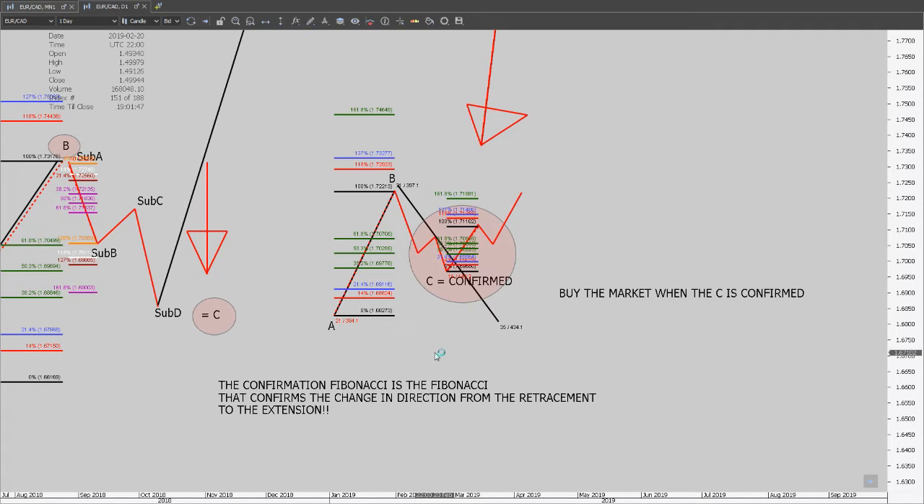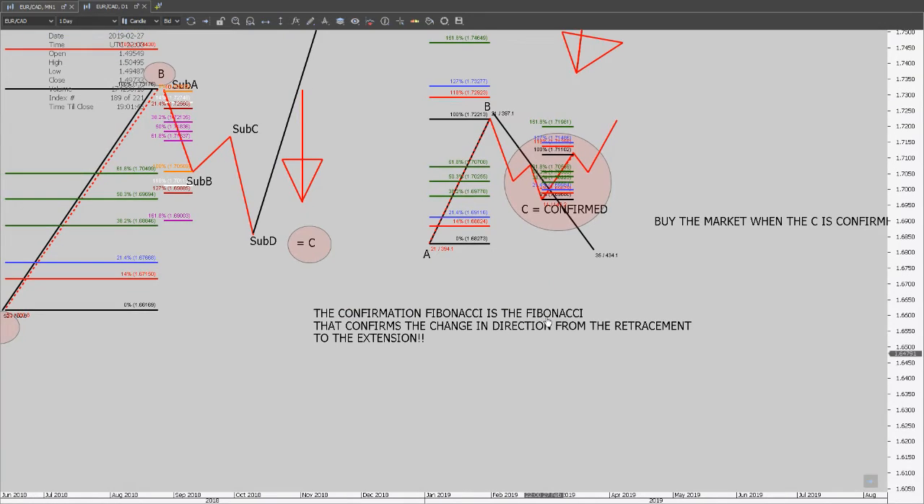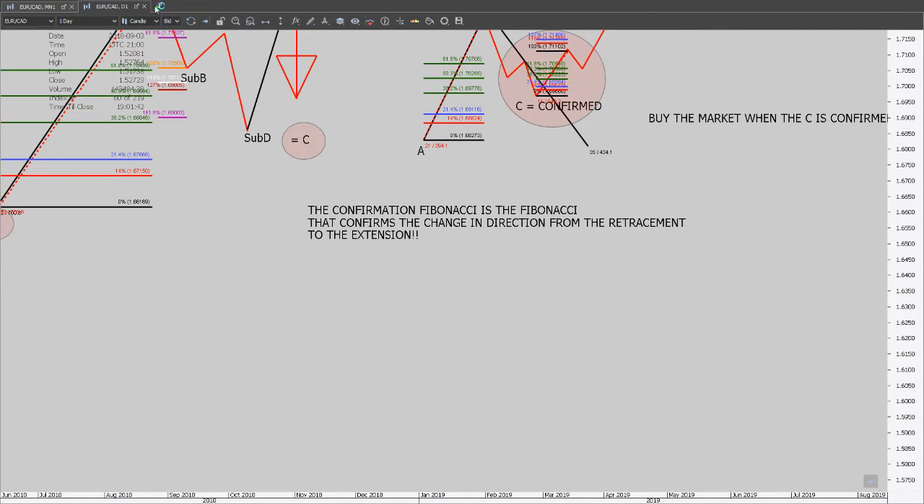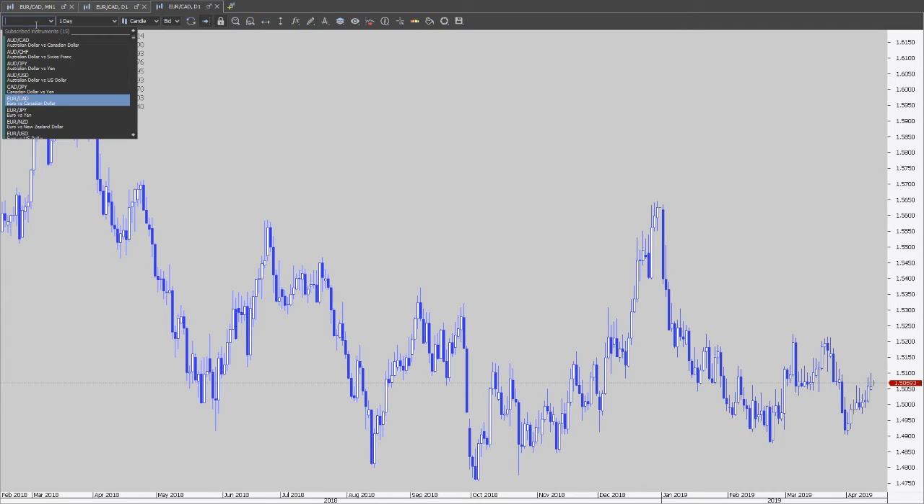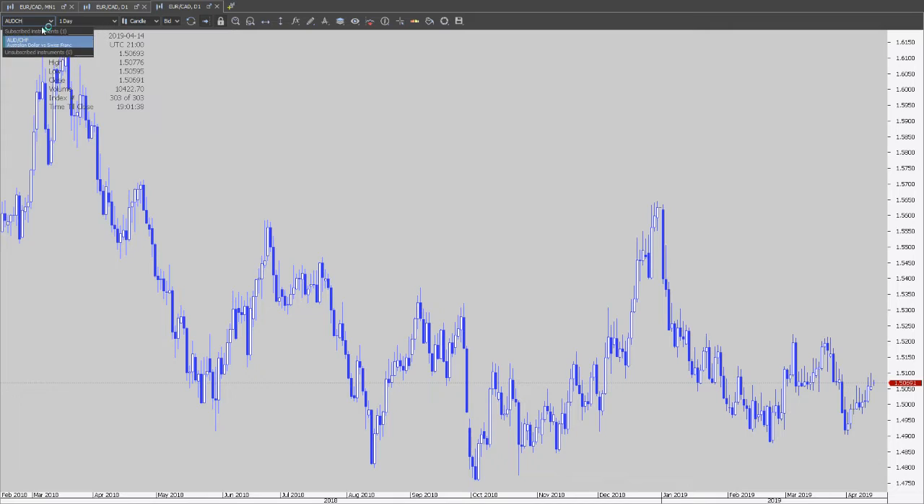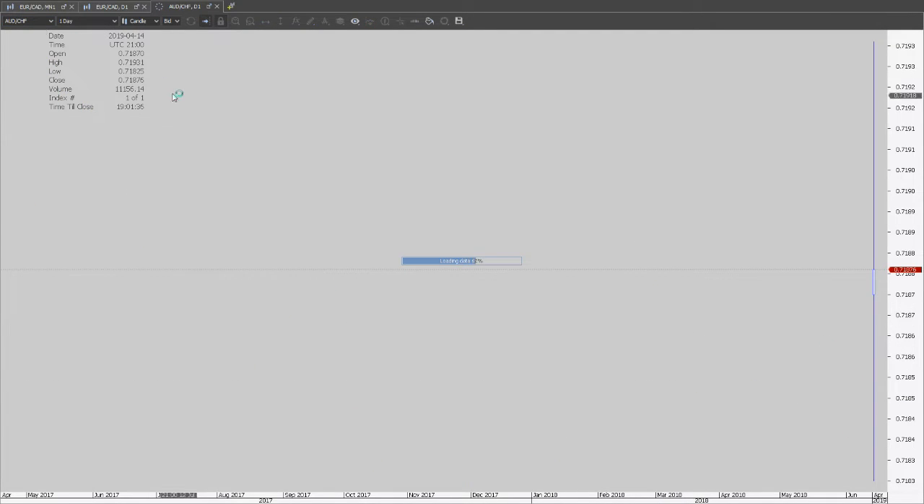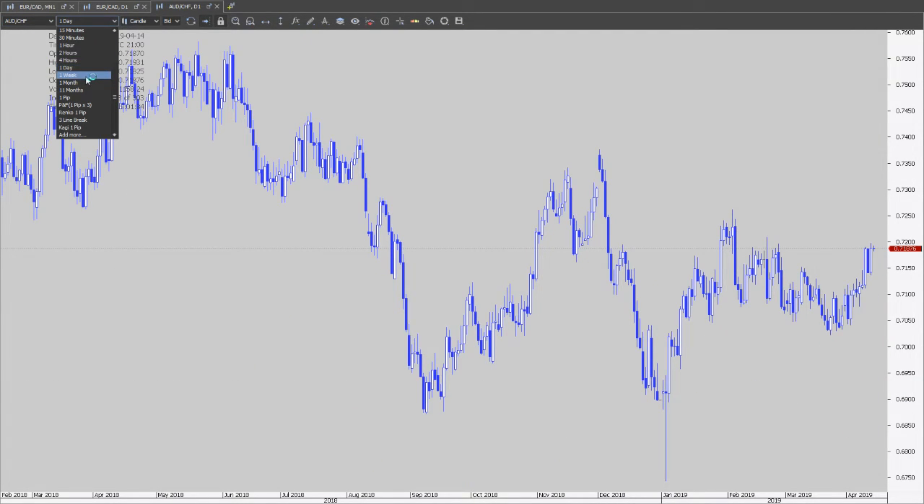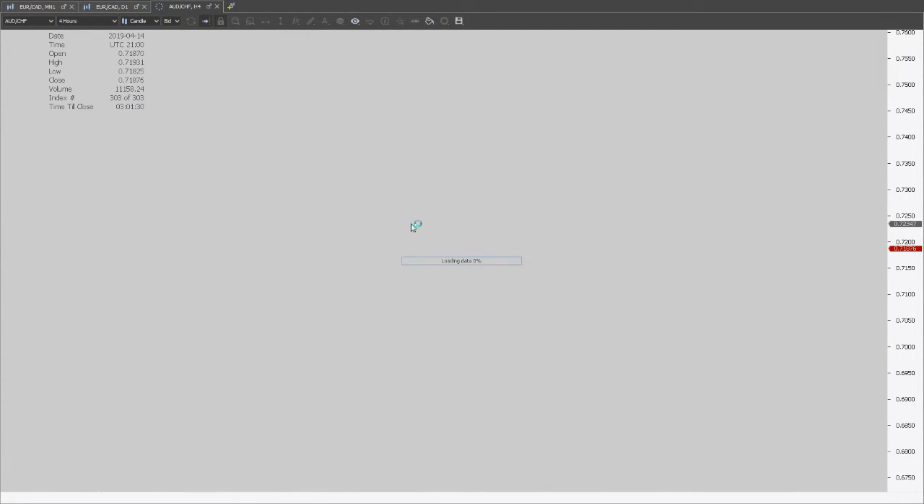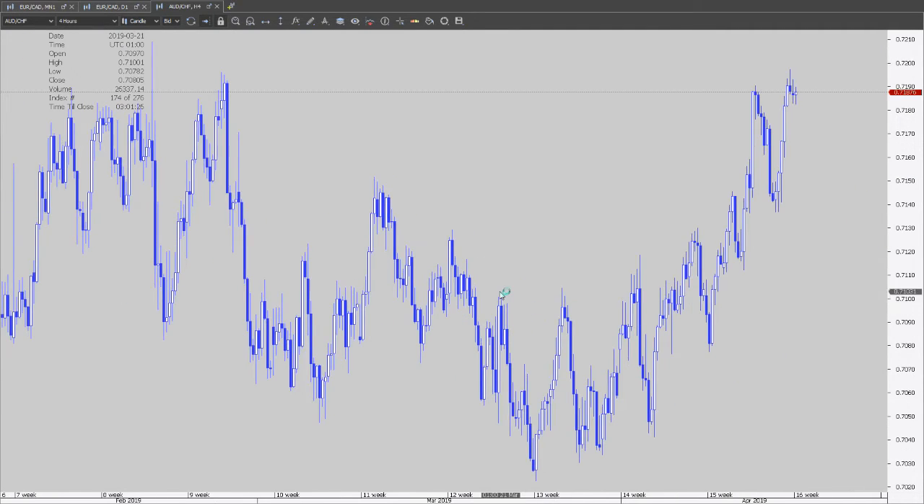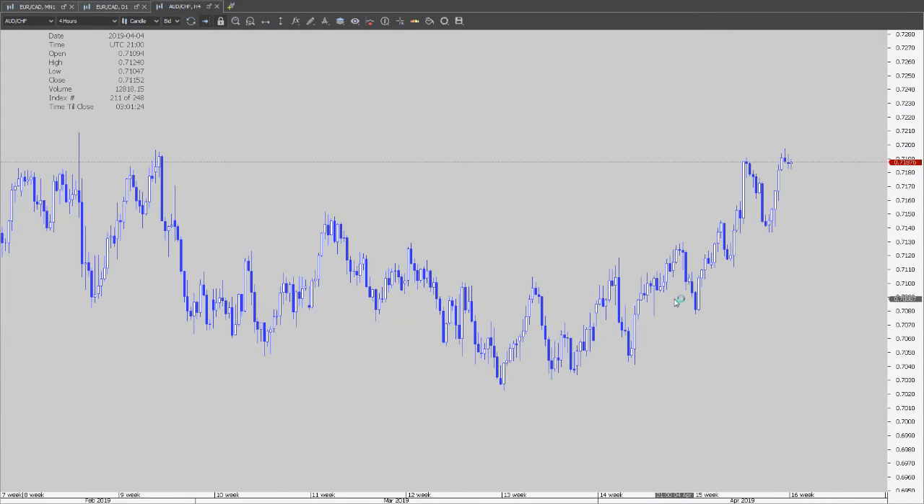Okay? So let's dive into the chart, and we are going to use the AUD-CHF just as an example. Let's go on the 4-hour chart. Let me see if it's okay.